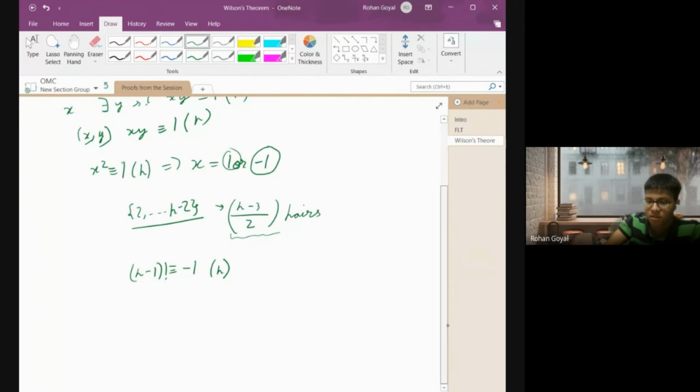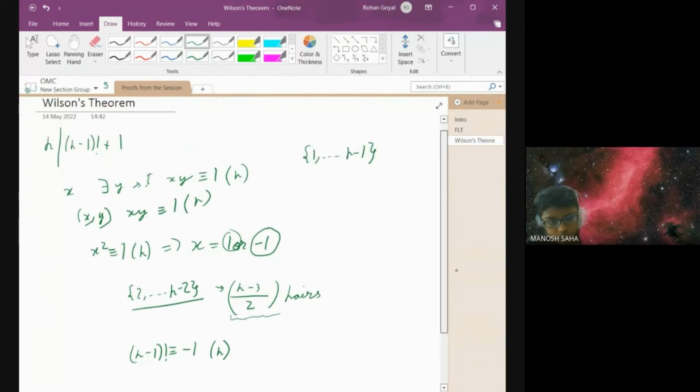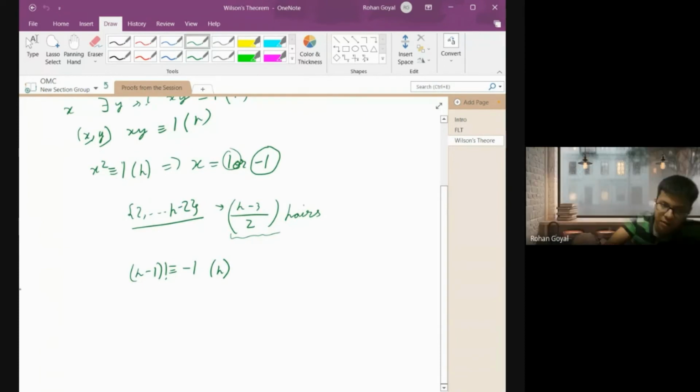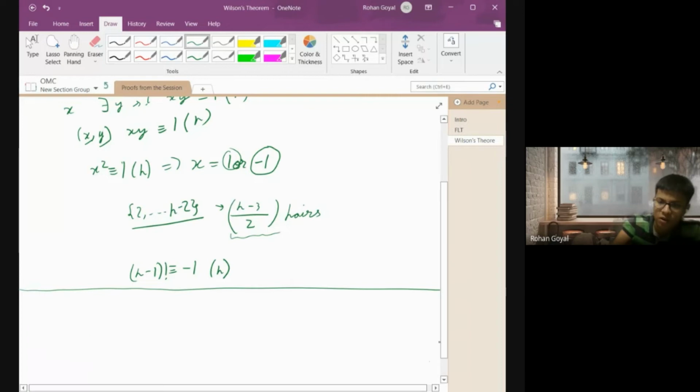Does it make sense? All right. So this is one very nice proof. And then you can also do it via polynomials.